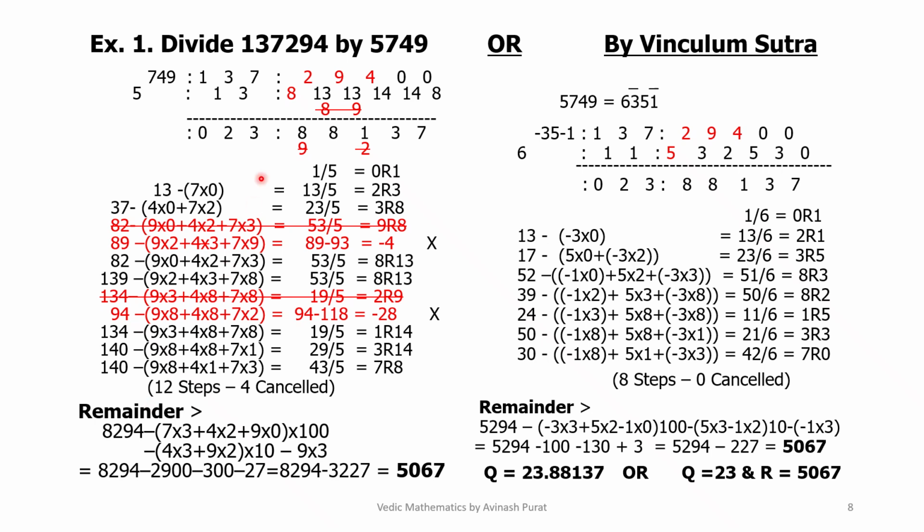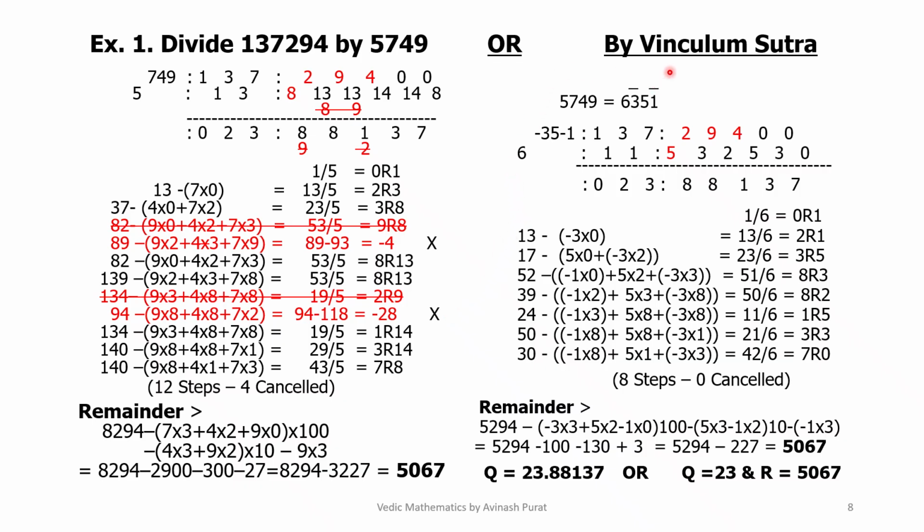Now remainder is 8294 minus 7 into 3 plus 4 into 2 plus 9 into 0 multiplied by 100 plus 4 into 3 plus 9 into 2 multiplied by 10 minus 9 into 3. So we get 8294 minus 2900 minus 300 minus 27, that is 8294 minus 3227, that is 5067, that is the remainder.